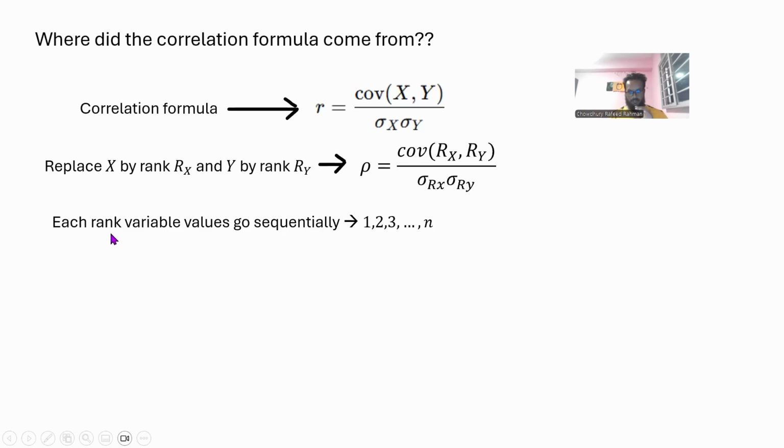Now, here is the interesting part. Each rank variable Rx and Ry will go sequentially, right? Because they will be from 1 to n. So you are not going to have values like 1, then 5, then 20. You are always going to have values like 1, 2, 3 up to n, right?